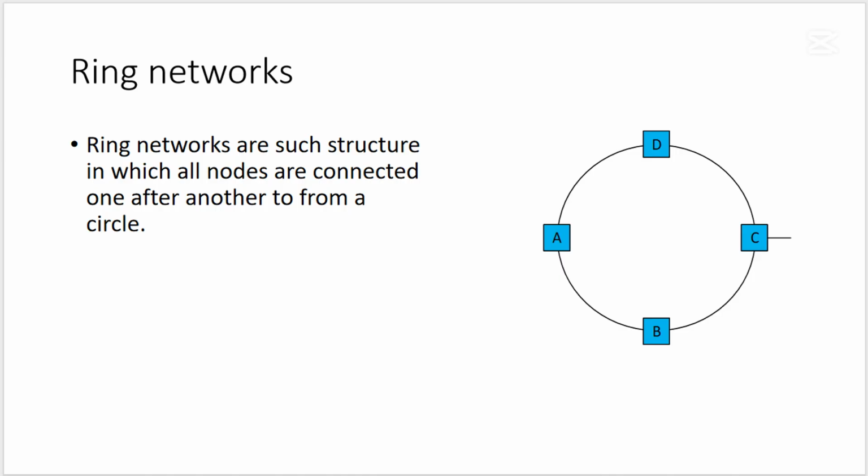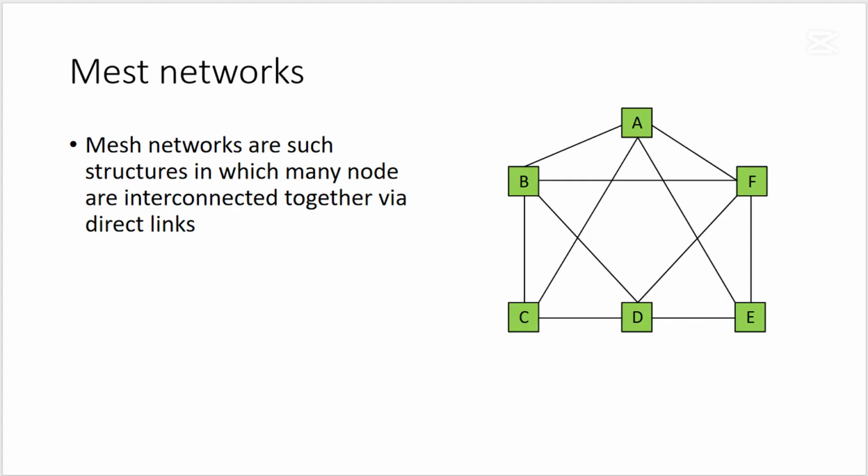Use case: we use it in metropolitan area networks, regional networks, and networks requiring high reliability. Ring networks are widely used in SDH networks due to their high survivability. Now we talk about the mesh network.